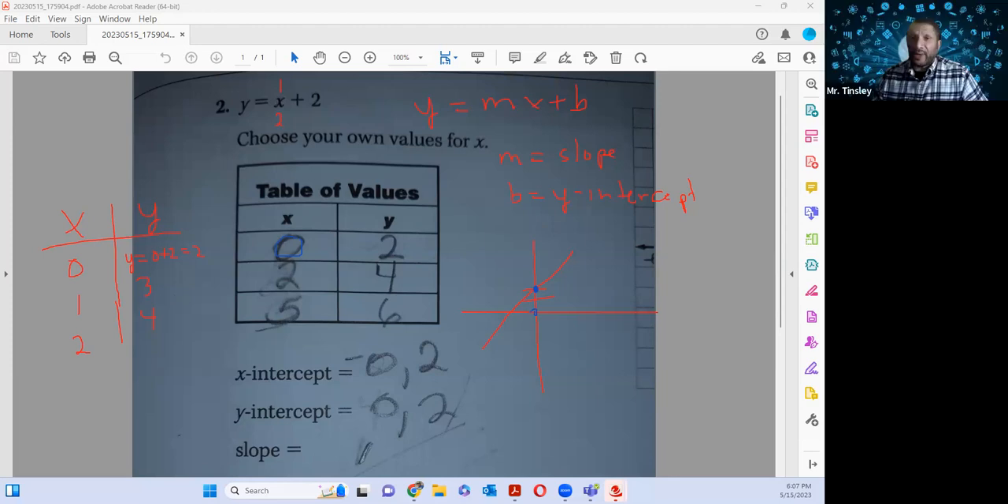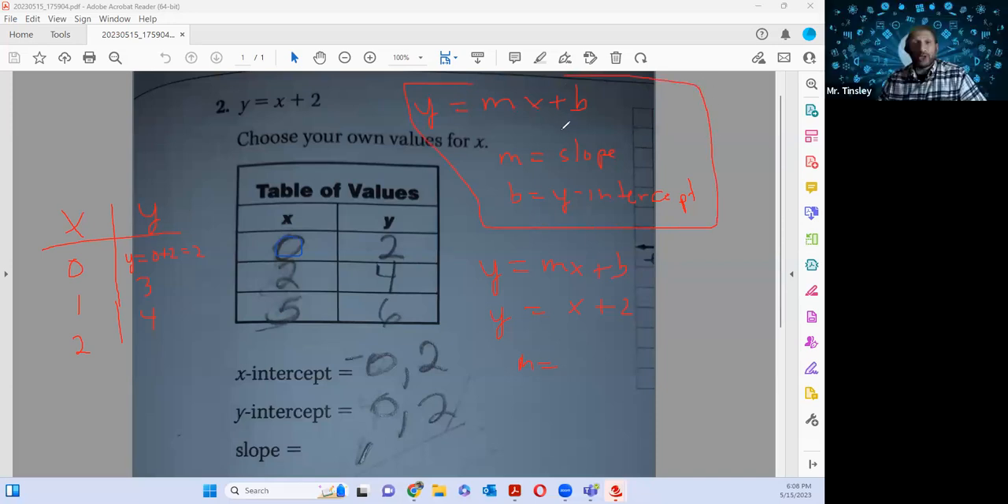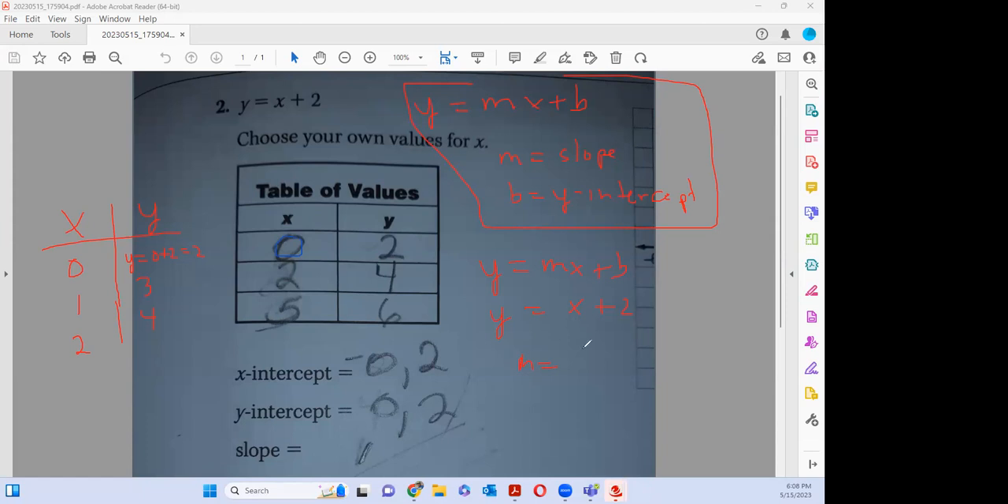So if I got y equals mx plus b, what I tried to do was make it easy for you. So right away, if I got y equals mx plus b, and I got y equals x plus 2, that tells me my slope is what? No. Your slope is 1. Because all you're doing is looking at whatever's in front of the x. What most people get confused about is, well, there's no number in front of the x. There is a number. You just don't see it, because anything times 1 is itself. So your slope is 1.